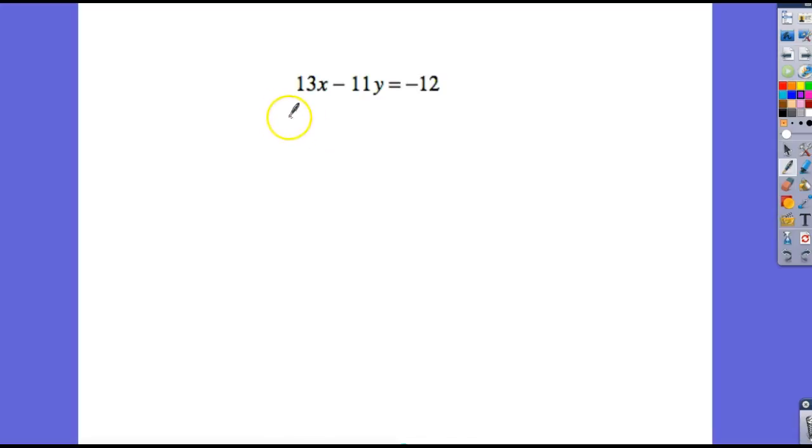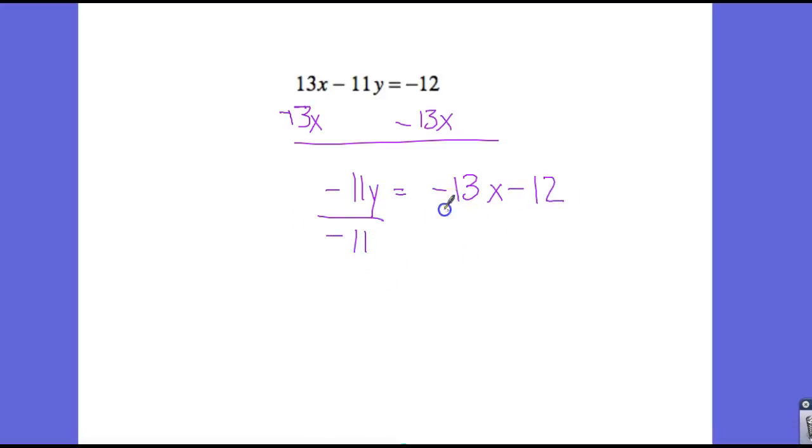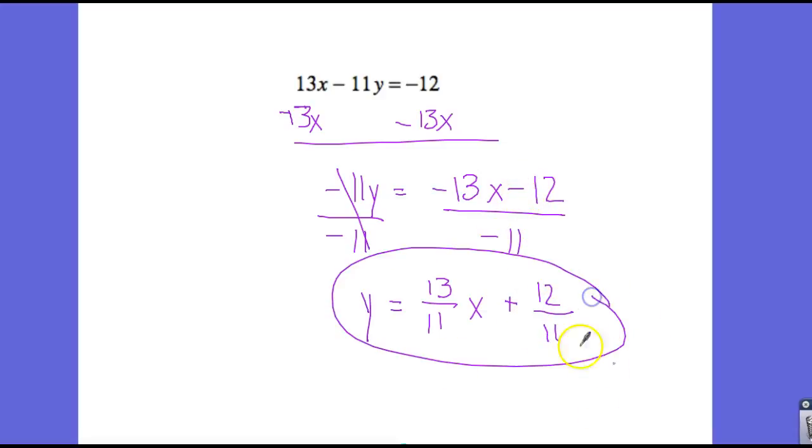A couple more real quick. Subtract over 13x. We're left with 11y on this side. Negative 13x minus 12. We can't combine those, of course. Let's divide by negative 11. That is 1y on this side. And we have 13 over 11x minus, or plus, since it's negative divided by negative, 12/11. Don't be afraid of those fractions there. This just means your y-intercept is 12/11 and your slope is 13/11.